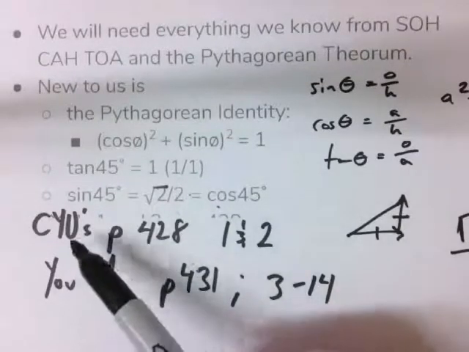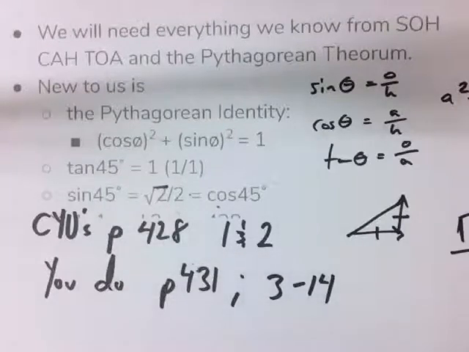We're going to do the check your understanding, page 428, 1 and 2. You're going to do 431, 3 to 14. Put a line here so I know that's where I left off.